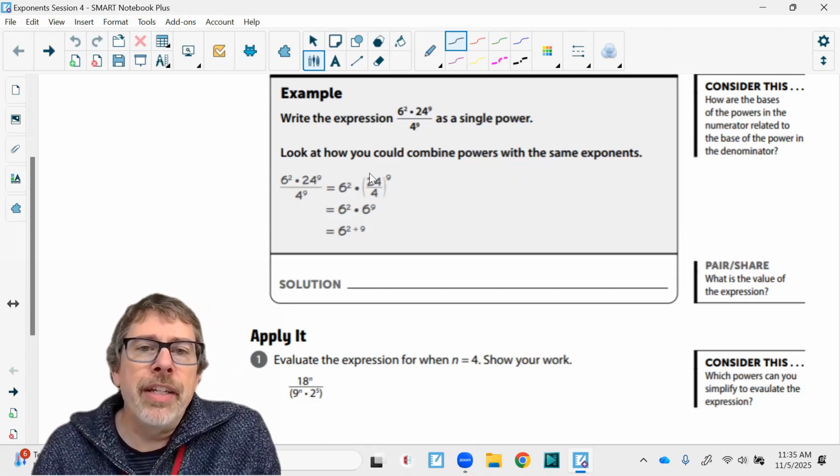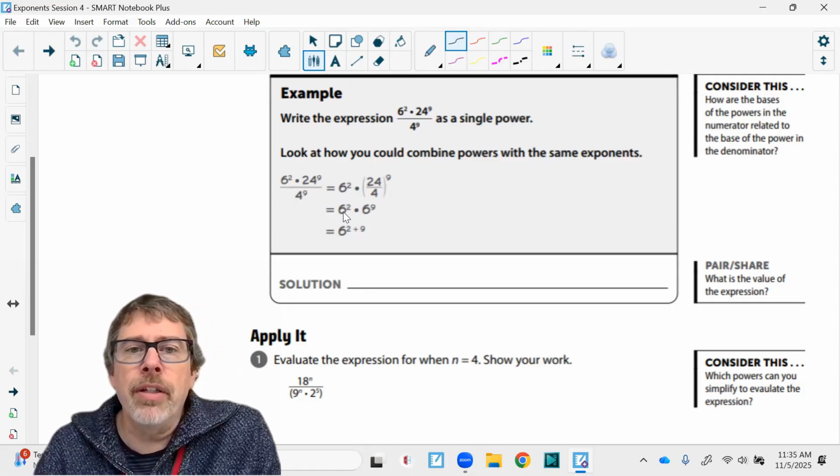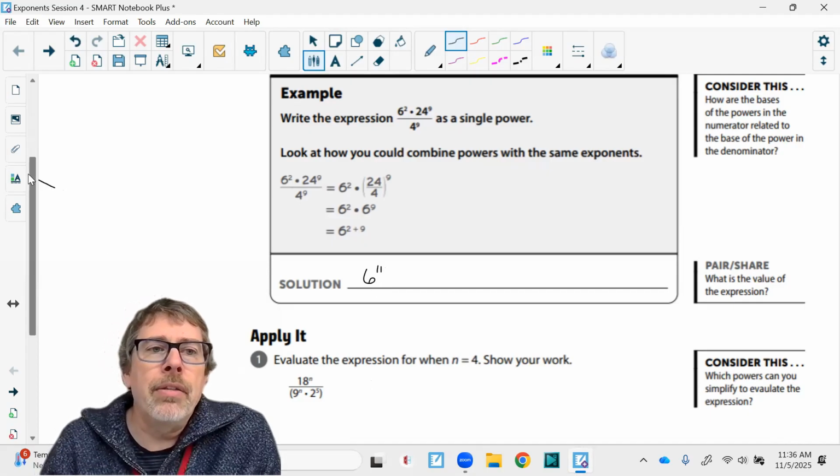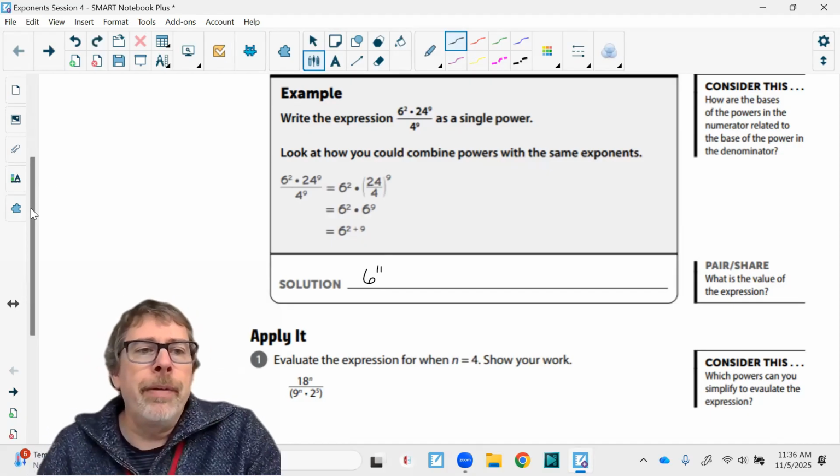And then we can divide the bases. 24 divided by 4 is 6. What a cool trick to make the number smaller quickly. Then we get 6 squared times 6 to the ninth, and that is the product rule. When you multiply, you add the exponents. So it's 6 to the 2 plus 9, and that would be 6 to the 11th power. Okay, so that's one way of doing it.